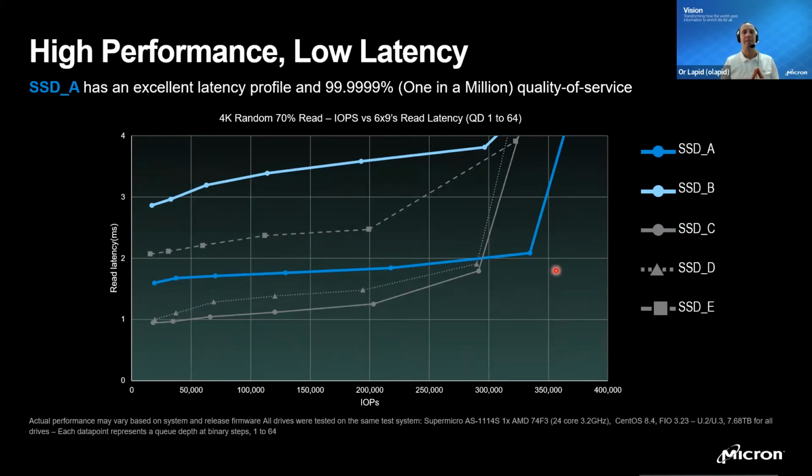Let's take a look at 6 nines latency. And here we measure again. We can see that at higher IOPS, SSD A reaches 15% more IOPS than the rest of the SSDs with the same QoS latency.